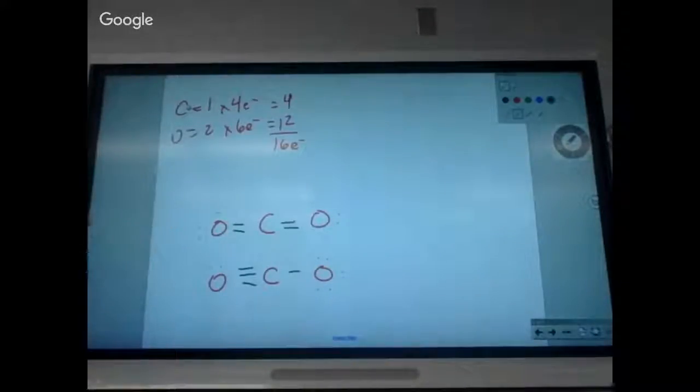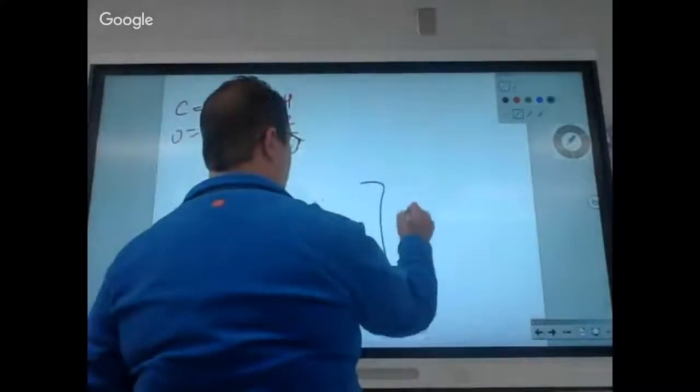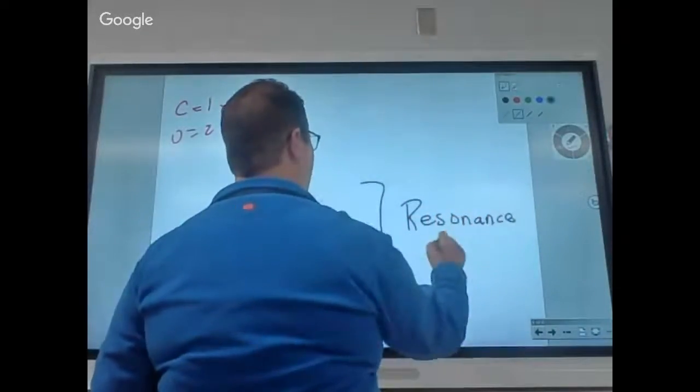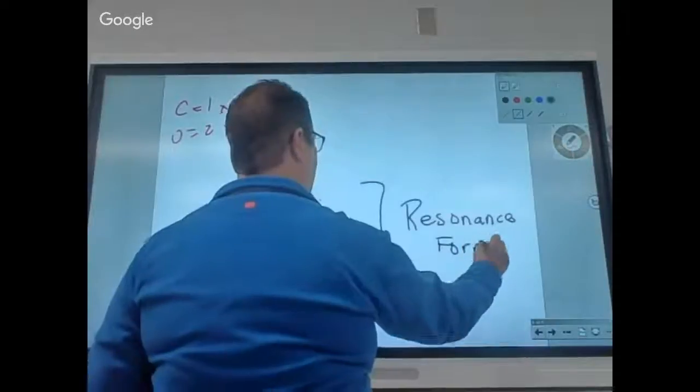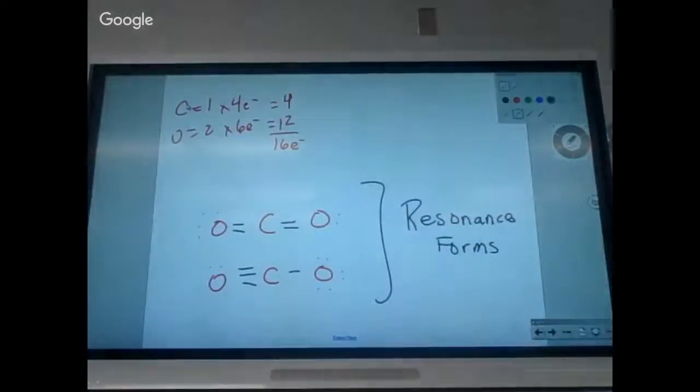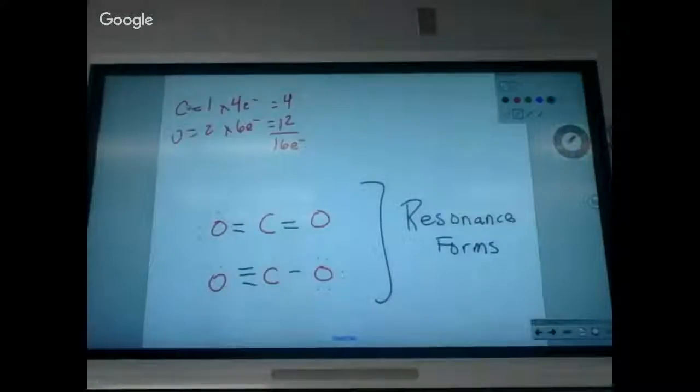What are these names? What do we call these? Something with an R, right? Resonance. That's right. These are called resonance forms. You got to know that. When you can draw a molecule 2 different ways, both of these forms exist in nature. One exists more than the other one, but they both exist.